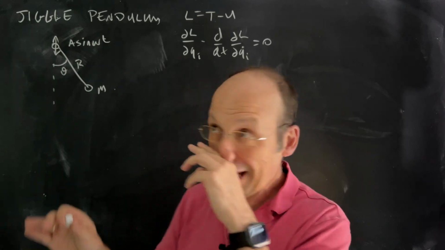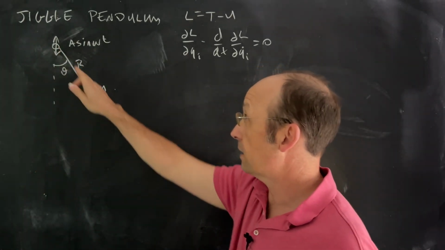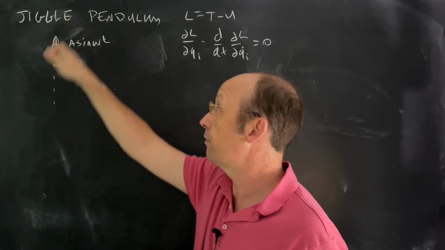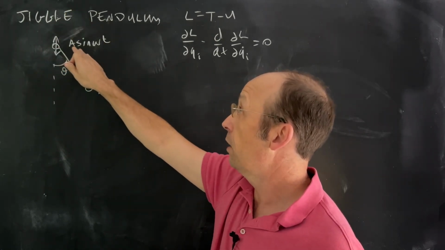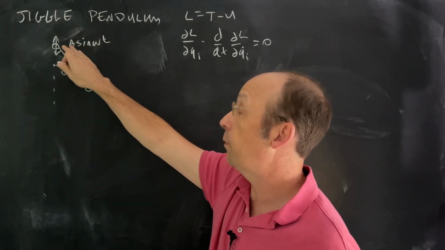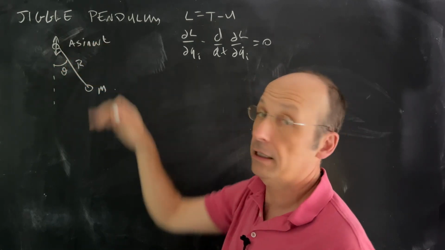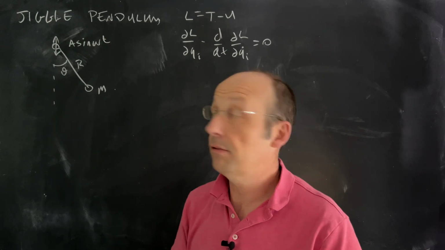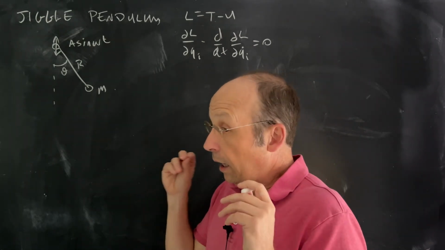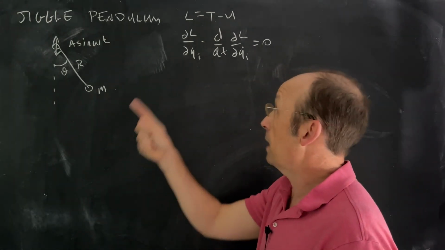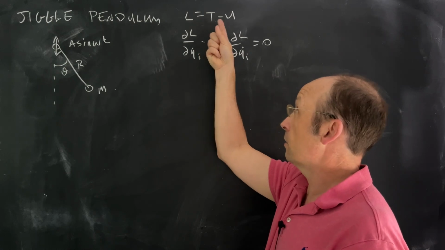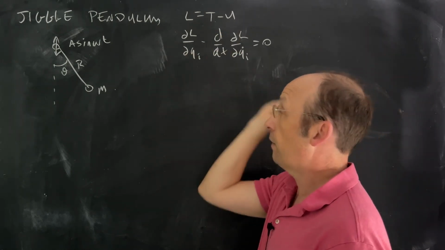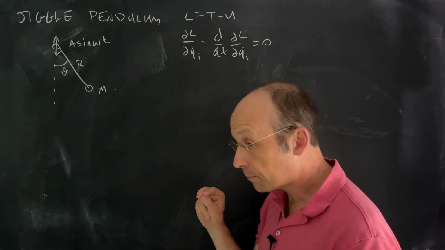Okay, jiggle pendulum. In this case, I have my mass on a rod of length r, and the pivot point up here is oscillating up and down with a motion of sine omega t. I like to use sine because sine starts at 0 at t equals 0, so that's useful. We're going to use Lagrangian mechanics. We define the Lagrangian as the kinetic energy minus the potential energy, and then we can apply the Euler-Lagrange equation to find the equation of motion.